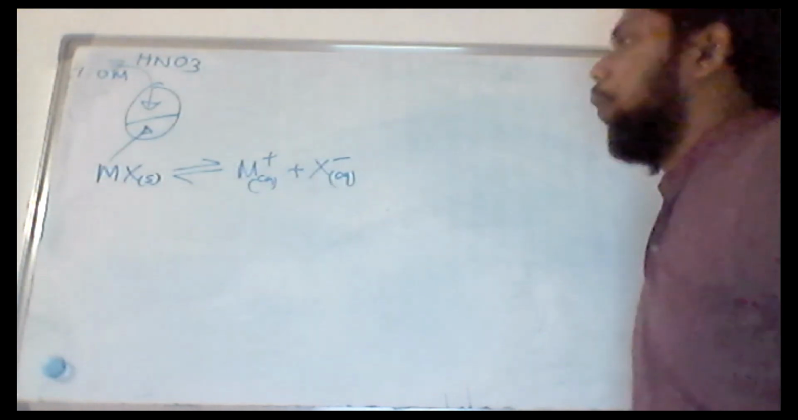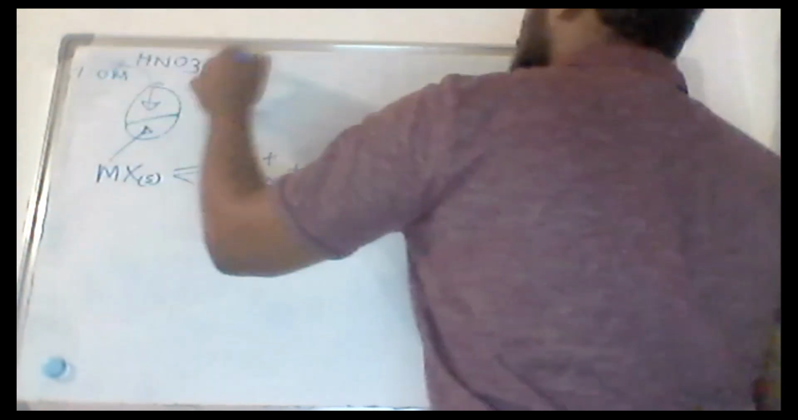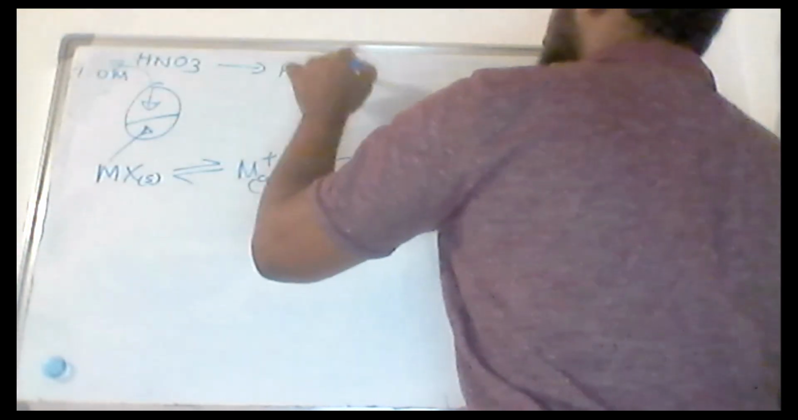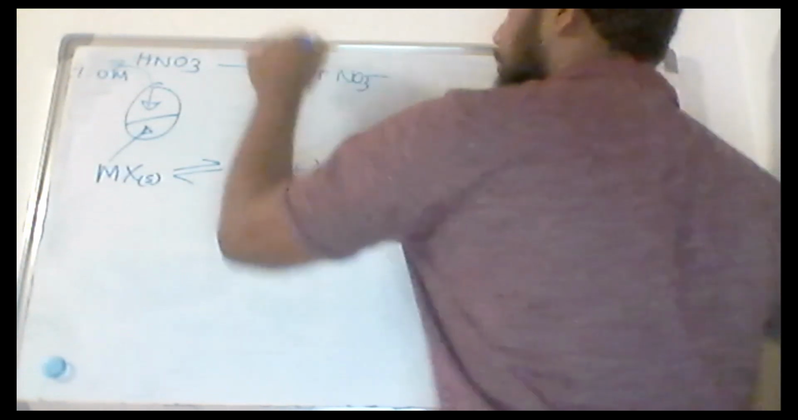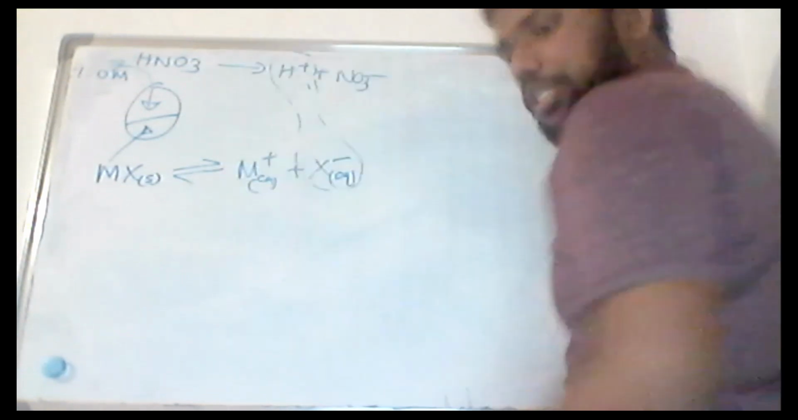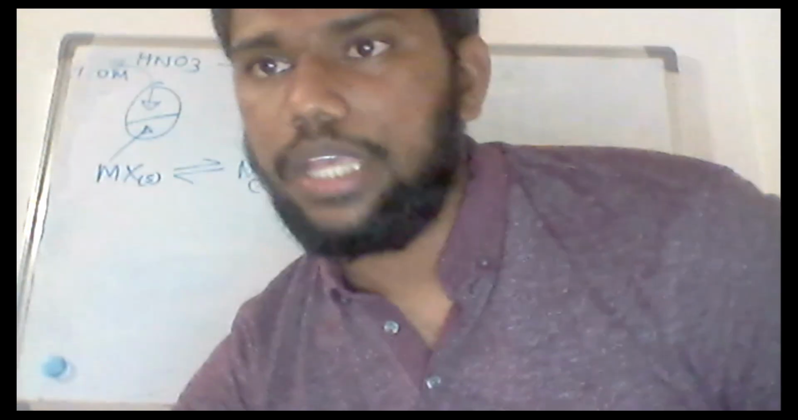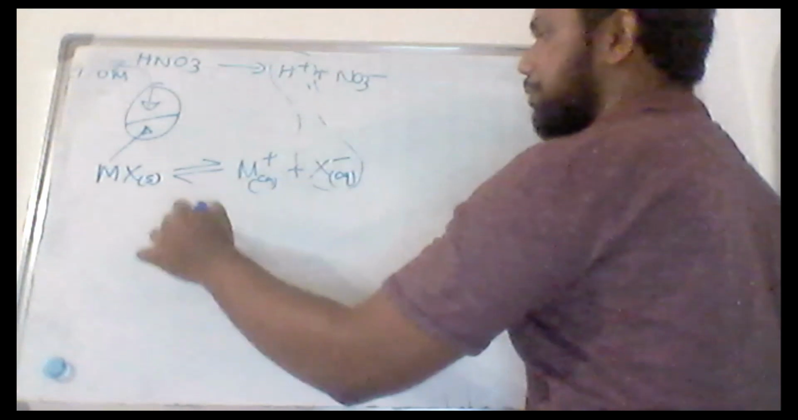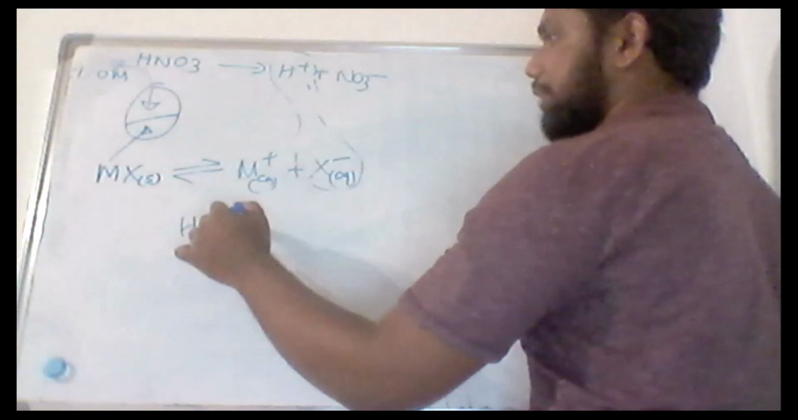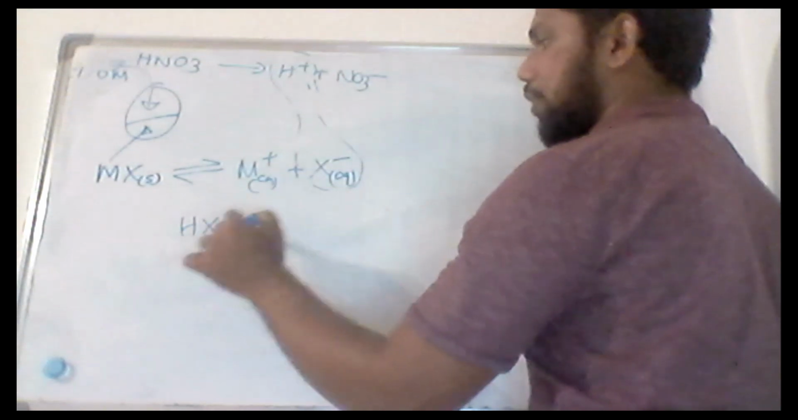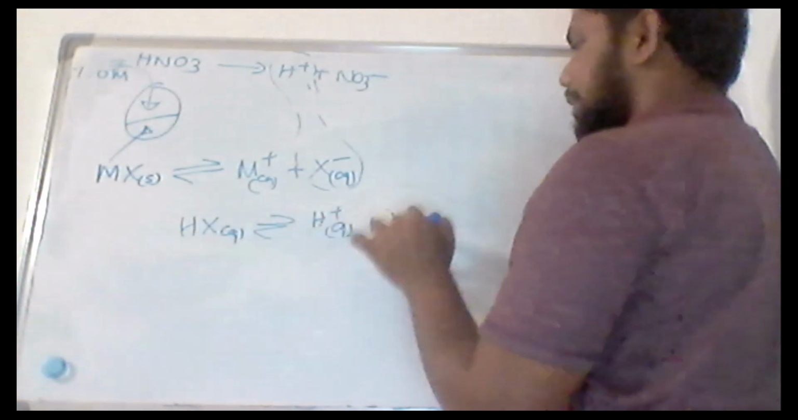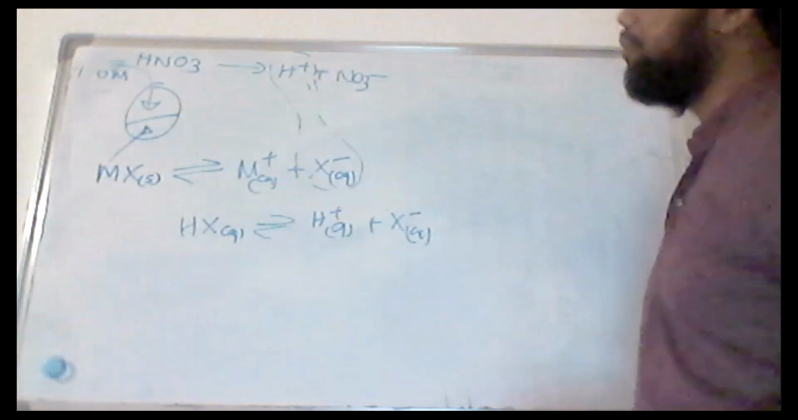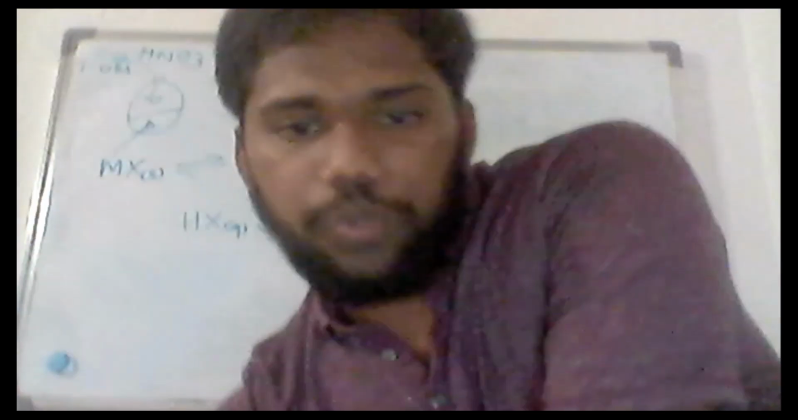So when you have HNO3, you will have H+ and NO3⁻. So typically these two can combine. Don't forget about that. These two can combine and will form HX, right? So there will be this precipitate equilibrium and the HX equilibrium as well: HX(aq), H+(aq), X⁻(aq). Okay, so let's move on to the questions.